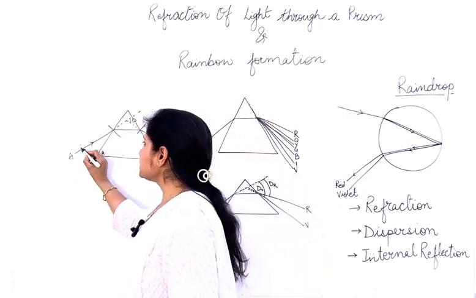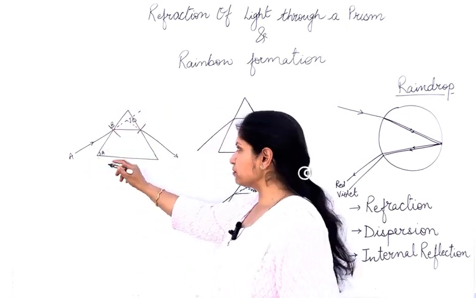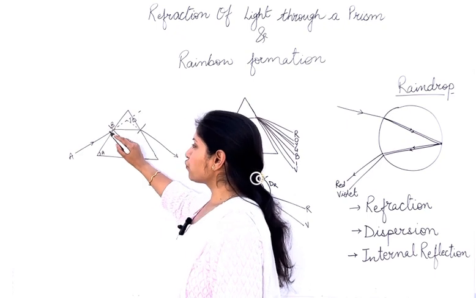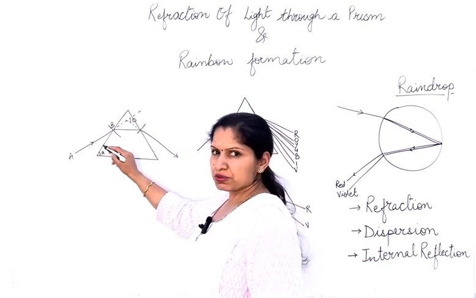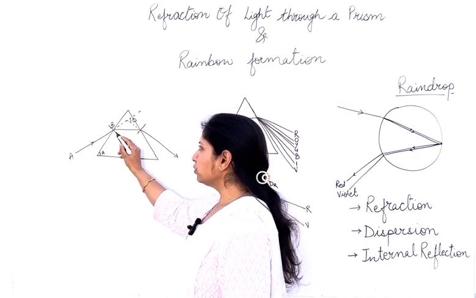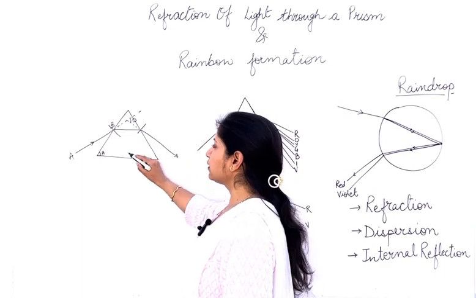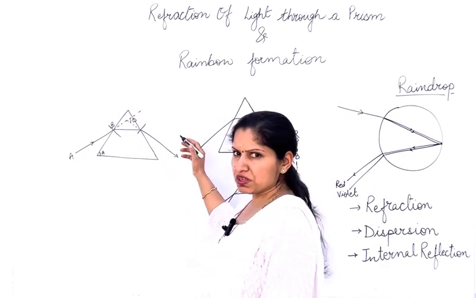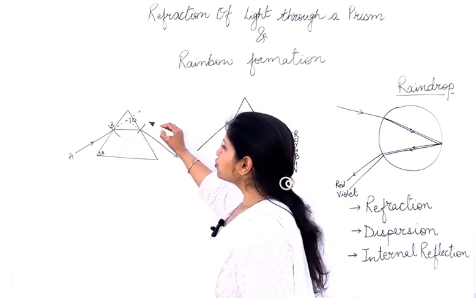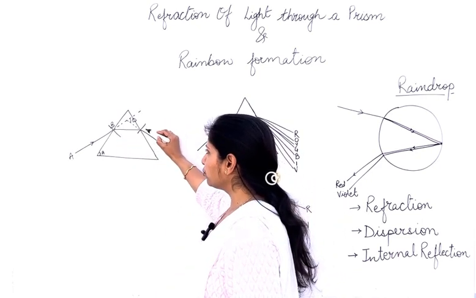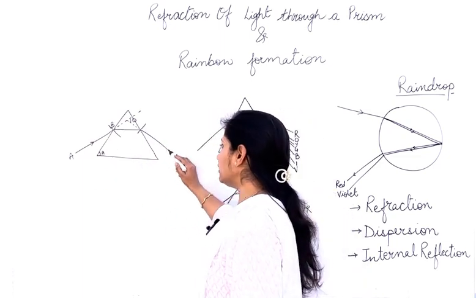Suppose AB is the incident ray. When it strikes one of the lateral surfaces of the prism, it goes from a rarer medium, that is air, into a denser medium, that is the prism, and so it bends towards the normal. When it travels inside the prism and strikes the opposite side, it goes from a denser medium into a rarer medium. So this is the normal, and it goes away from the normal. That is how a light ray moves.